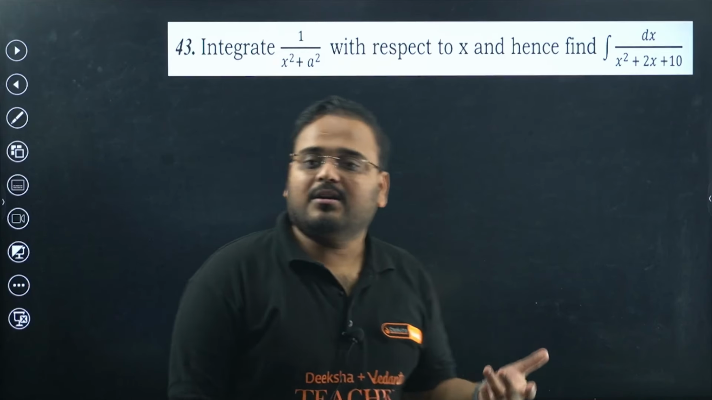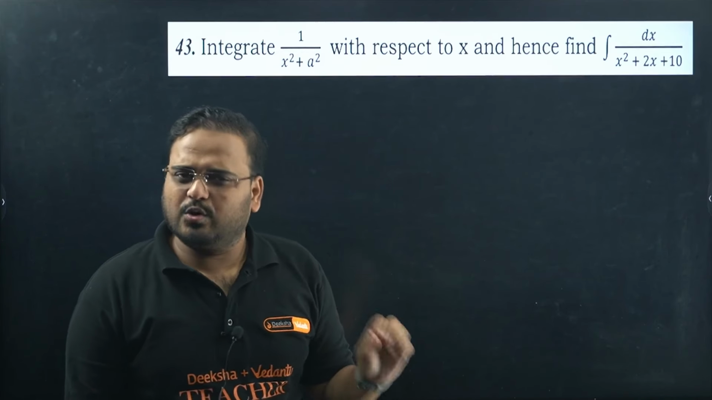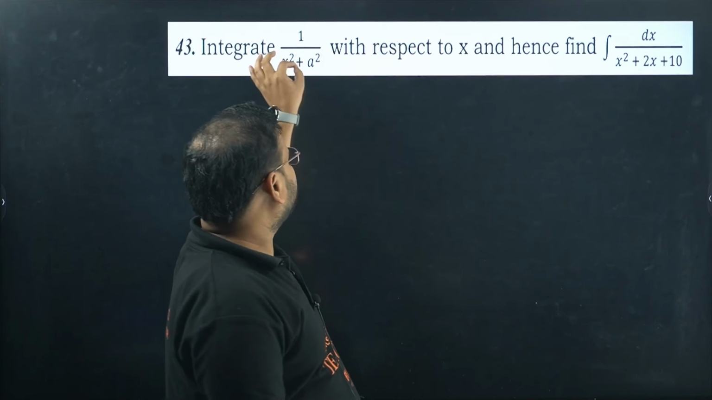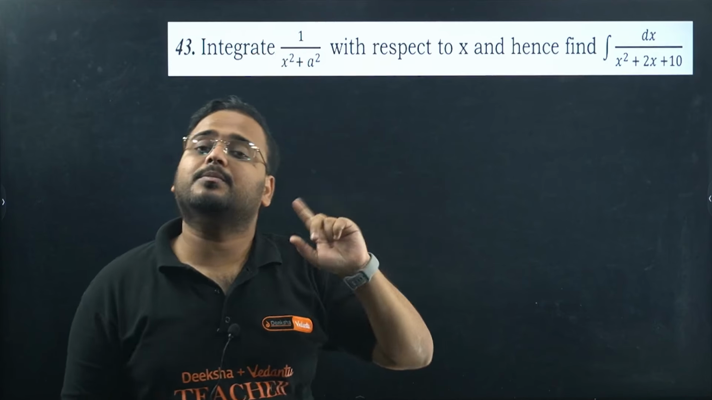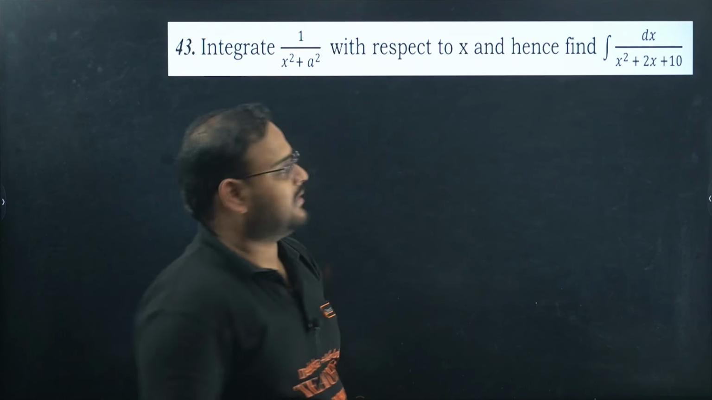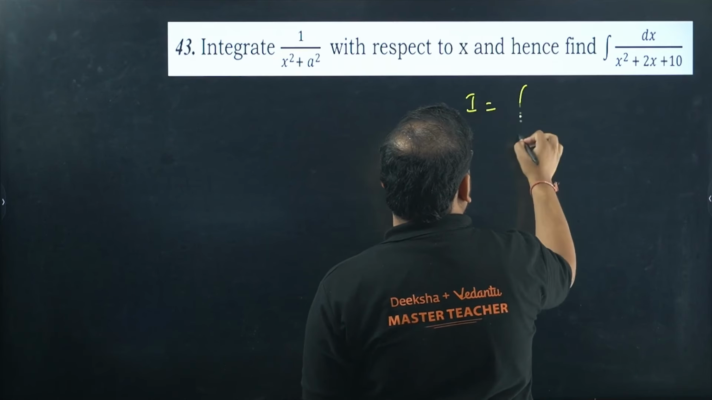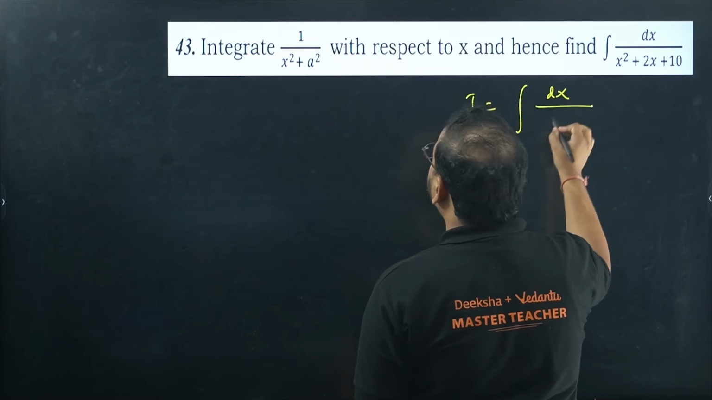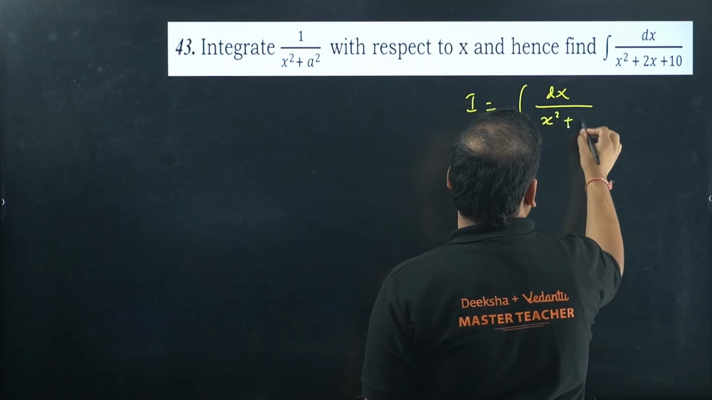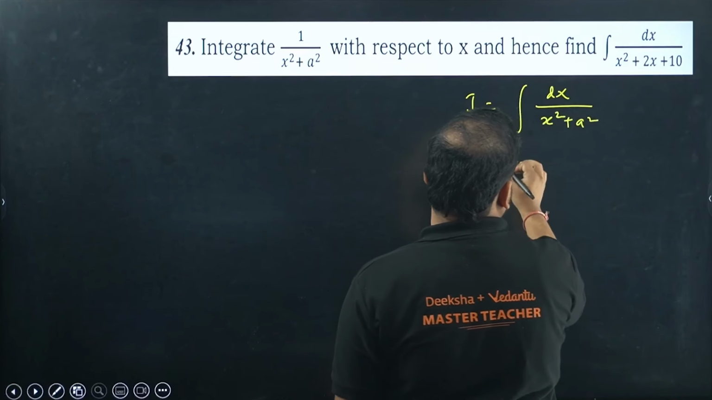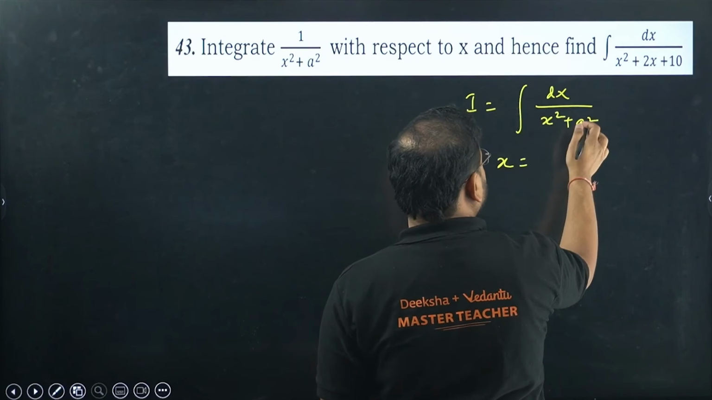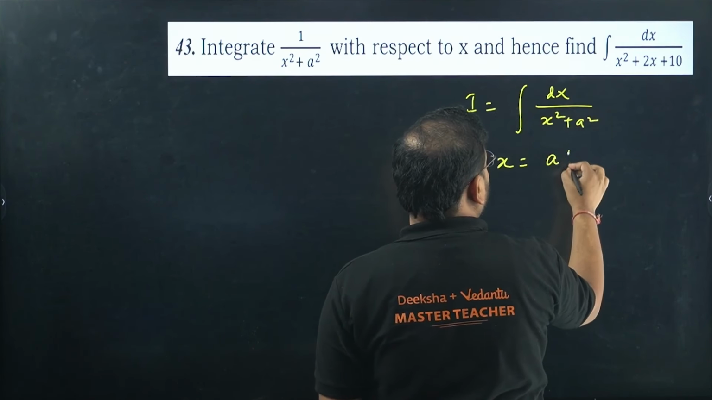Now this is a 5 marker question in integration. Looks difficult but it's very simple. Whenever you see x square plus a square, the substitution becomes what? Tan. Yes, very good. So take the integration right now. I equals dx upon x square plus a square. As I mentioned, x will be what? Tan, but in this case we have a also, so a tan theta.